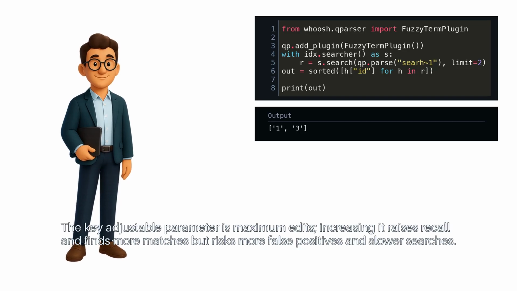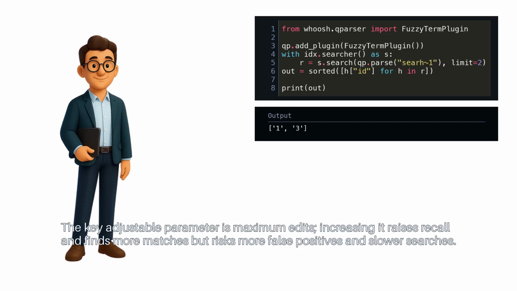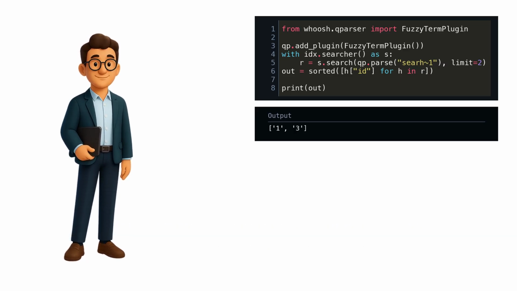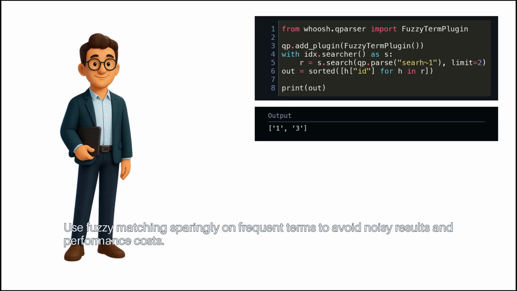The key adjustable parameter is maximum edits. Increasing it raises recall and finds more matches, but risks more false positives and slower searches. Use fuzzy matching sparingly on frequent terms to avoid noisy results and performance costs.